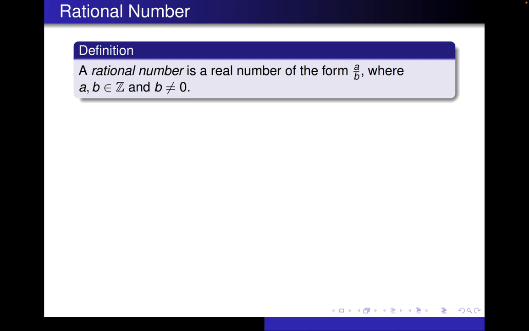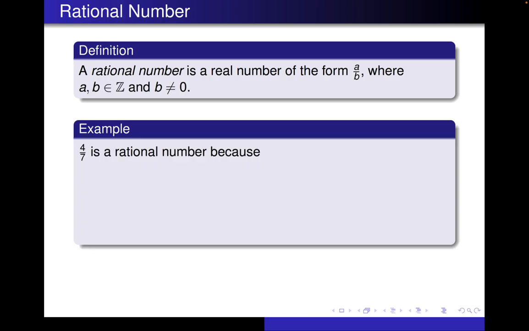Alright, so a rational number, as we've seen before, is a type of real number that has the form a over b, where a and b are both integers, and of course b is not equal to 0, because you can't have 0 in your denominator. So, as an example, 4/7 is a rational number because it fits the definition. The numerator 4 and the denominator 7 are both integers. 7 is not equal to 0.